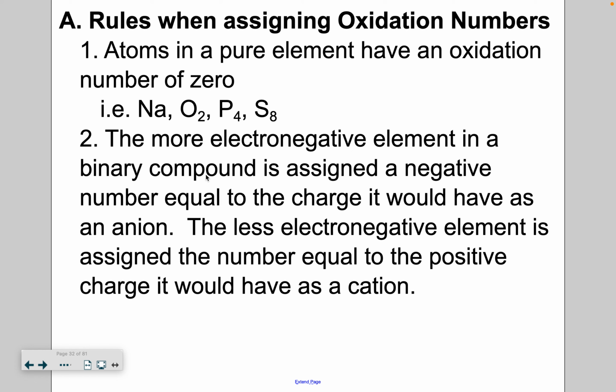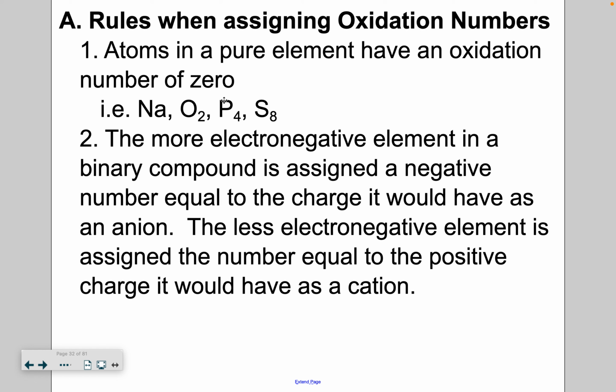The first rule is that atoms in a pure element have an oxidation number of 0. So that means if you have one element and that element is either by itself or it's bonded to itself, the oxidation number is 0. So your answer would be 0. So I have examples: sodium, O2, that would be 0. P4, that would be 0. S8, that would be 0.